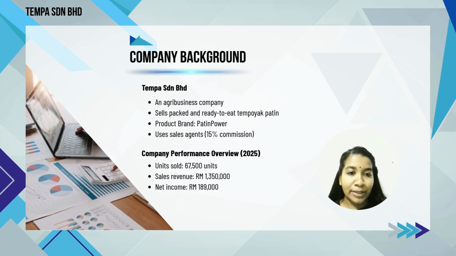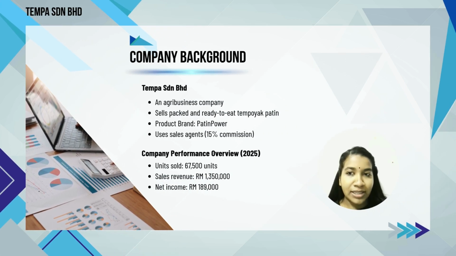We begin with the company background. Tempas Sendirian Berhad is an agribusiness company that sells packed and ready-to-eat tempoyak patim. The company's product brand is known as Patim Power. Tempas Sendirian Berhad uses sales agents and pays a 50% commission on sales. In 2025, it sold 67,500 units, generating total sales revenue of 1,350,000 with a net income of 189,000.